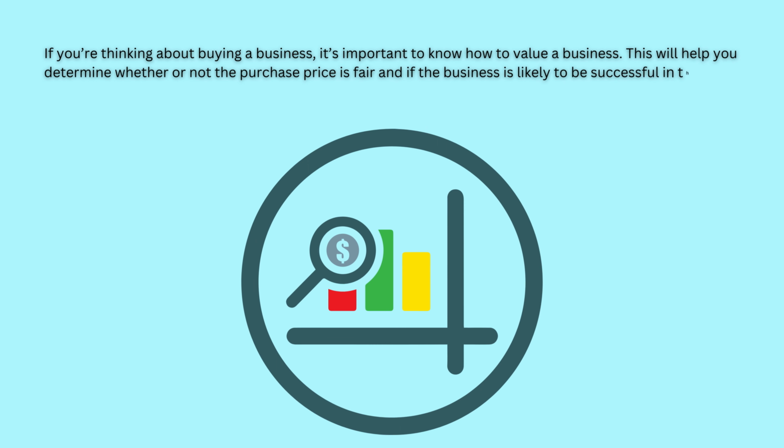Market capitalization method. The market capitalization method is the most common method used to value a business. It simply estimates the value of a company by multiplying its share price by the number of shares outstanding. For example, if a company has a share price of $100 and 100 million shares outstanding, its market capitalization would be $10 billion.